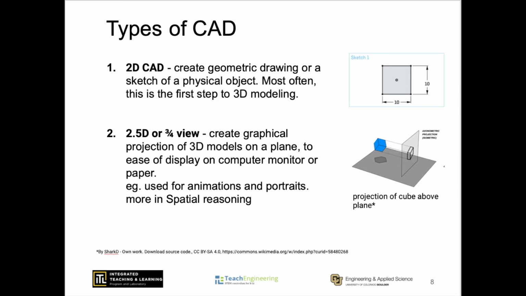There are several types of CAD. There's 2D CAD, where you create a geometric drawing or a sketch of a physical object. Most often, this is the first step to 3D modeling. And then there's the 2.5D or 3/4 view, where you create a graphical projection of 3D models on a plane for ease of display on a computer monitor or paper.